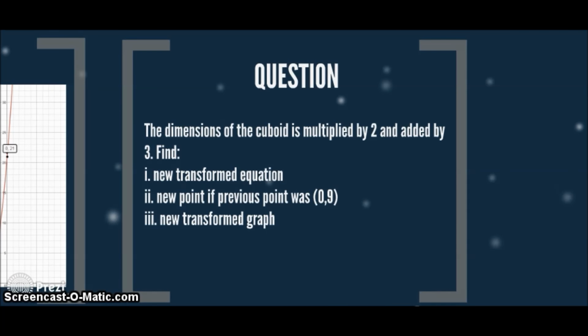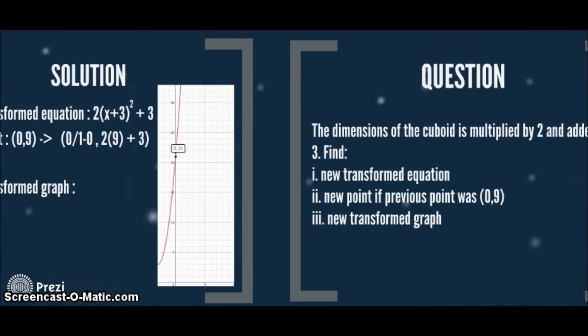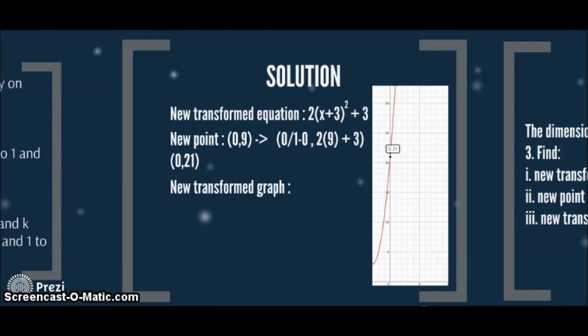Question. The dimensions of the cuboid are multiplied by 2 and added by 3. Find 1. The new transformed equation. 2. The new point if the previous point was (0, 9). 3. The new transformed graph. These are the solutions for the question.